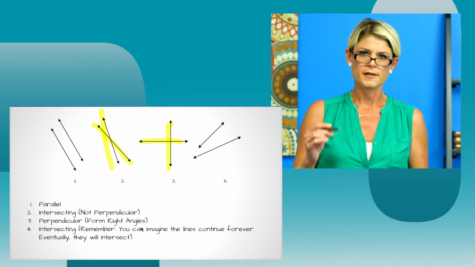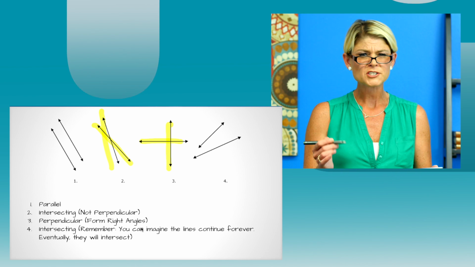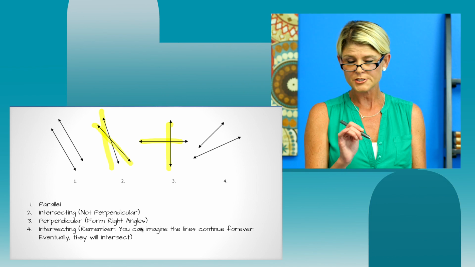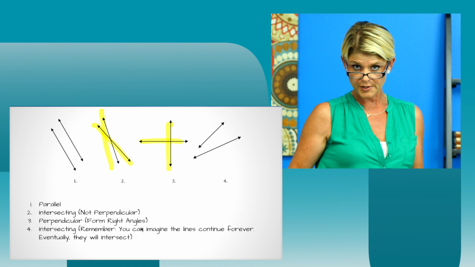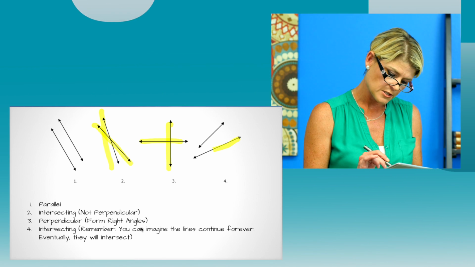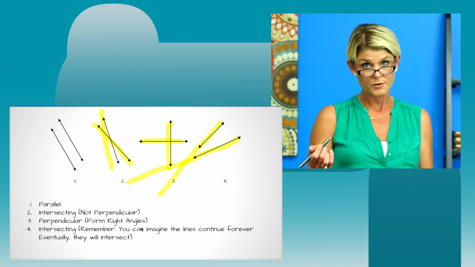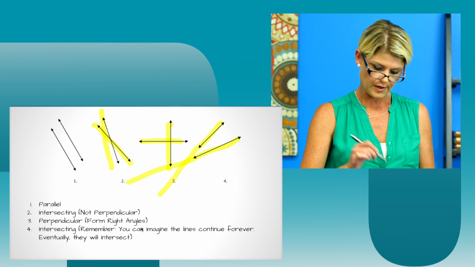And look at number 4. I like this one because it's kind of tricky. Number 4, actually, these lines are intersecting. Now, they're not intersecting here. But remember what I said at the beginning of the lesson, that you have to pretend that the lines continue on forever and ever. Can you see how they eventually would cross? They would intersect. So that one is intersecting.